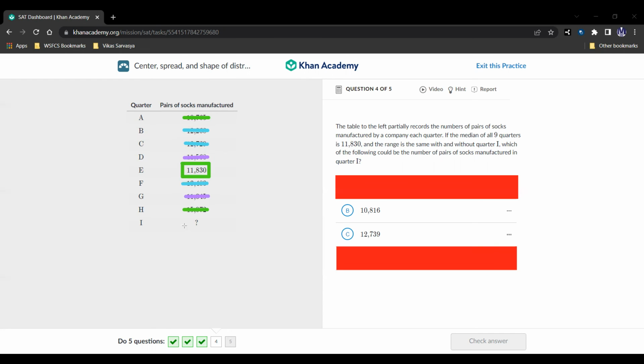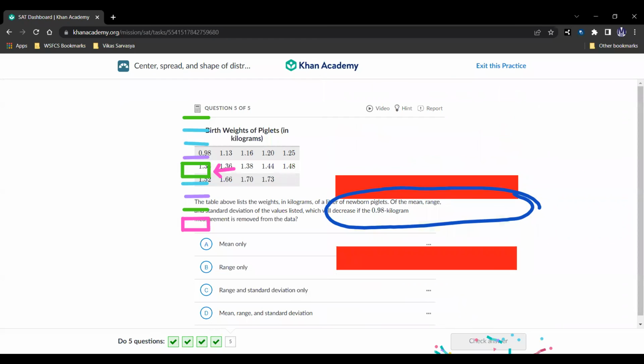Right? And that third one that has to be below it is going to be over here. It's going to be this one right here. So it has to be below this 11,830. So our answer has to be less than that. So it is then going to be choice B, 10,816. And we can move on to the next question.